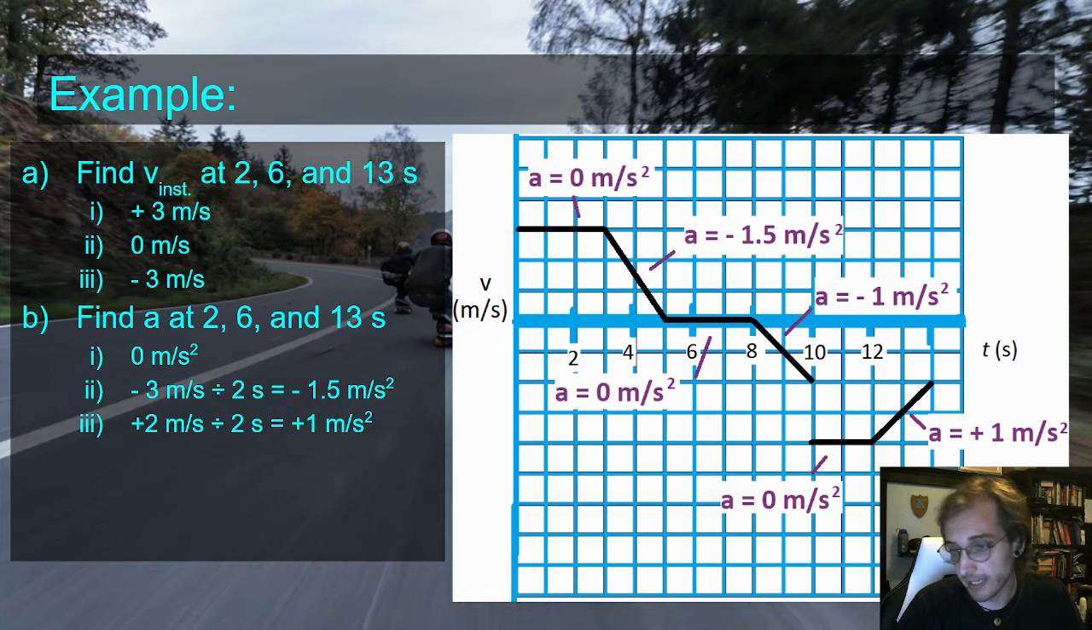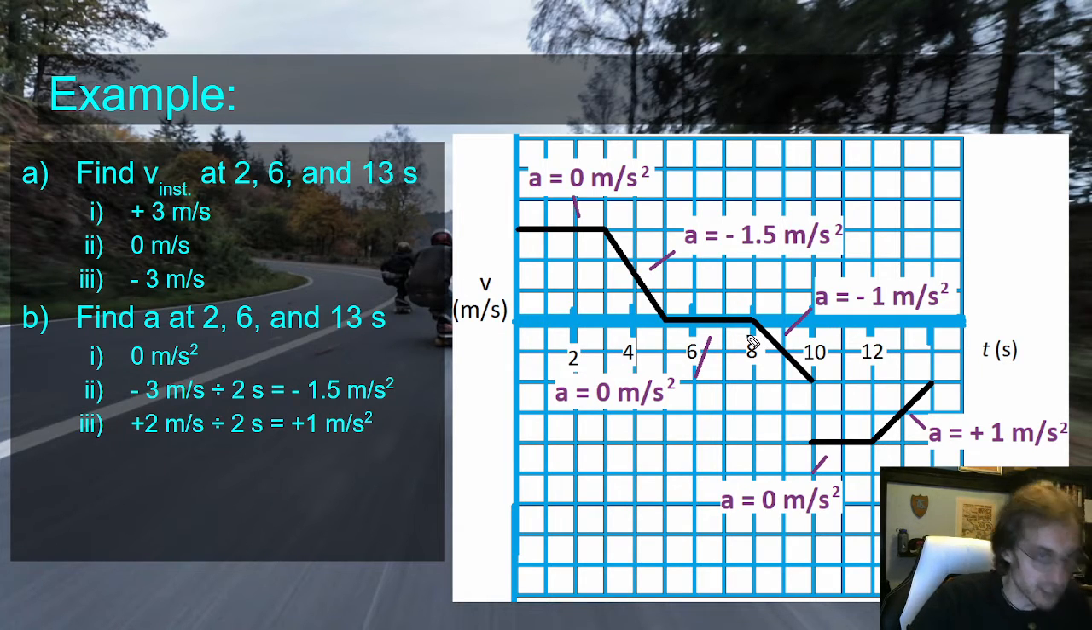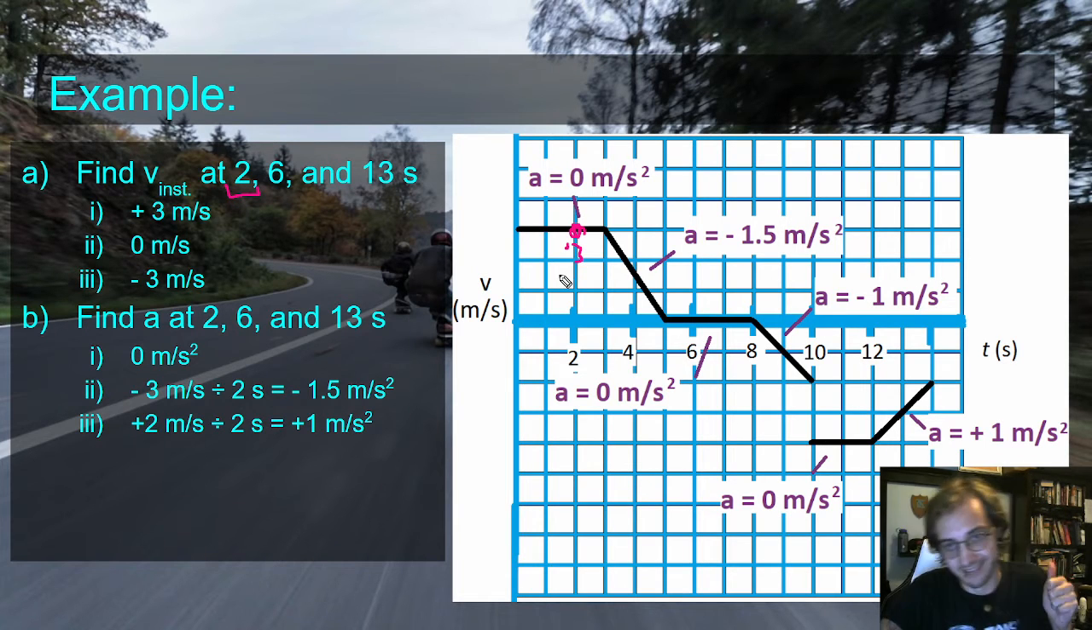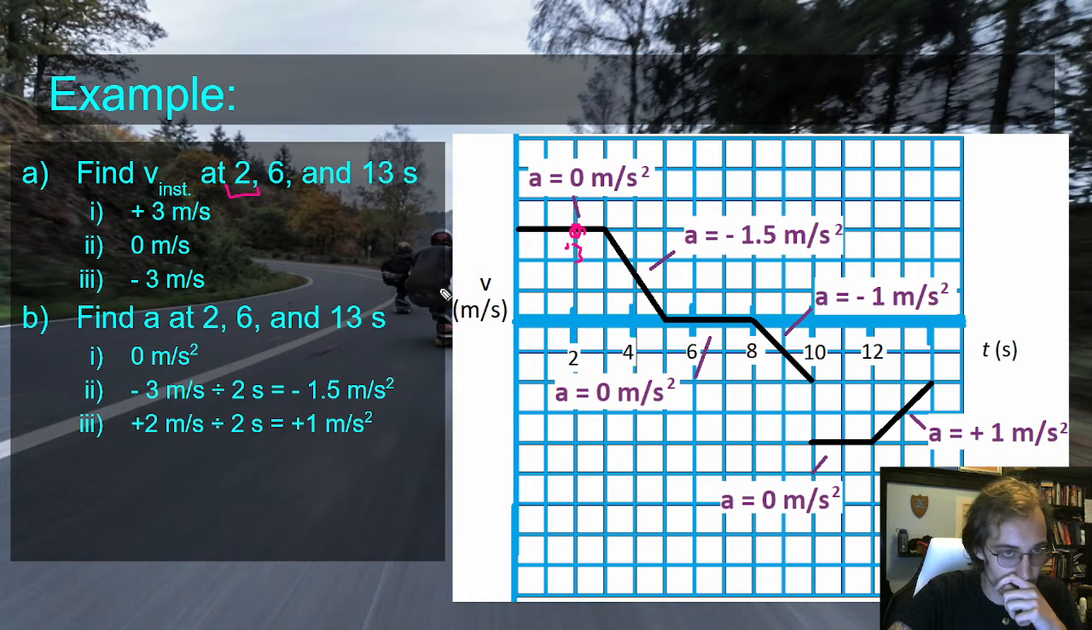In particular, though, if you're being asked to find the instantaneous velocity, it's insanely easy on a velocity graph, because the graph just tells you the velocity. So if you're asked to find the velocity at 2 seconds, you can just say it's +3 because the y value is +3. If you're asked at 6 seconds, you could do basically the same thing and get 0. If you're asked at 13 seconds, you can again do basically the same thing and get -3. Remember, the seconds are on the x-axis.